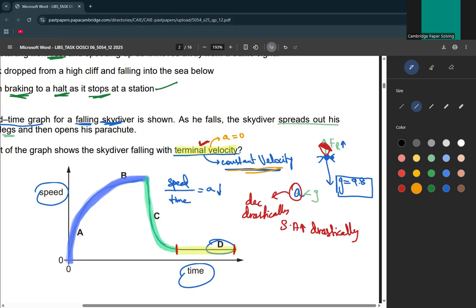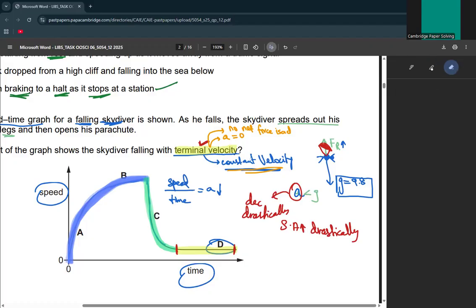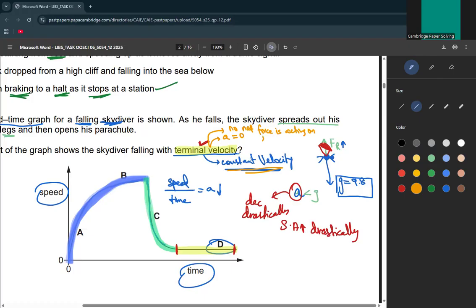And also, no net force is acting on the body. But so all the detailed concept, I hope you got the point of terminal velocity, what it means, and the whole process, how it's achieved, all the details. Okay. So the correct option is D, as I have marked it earlier.